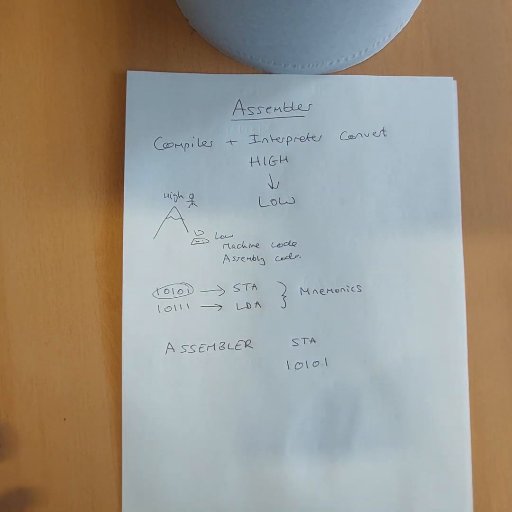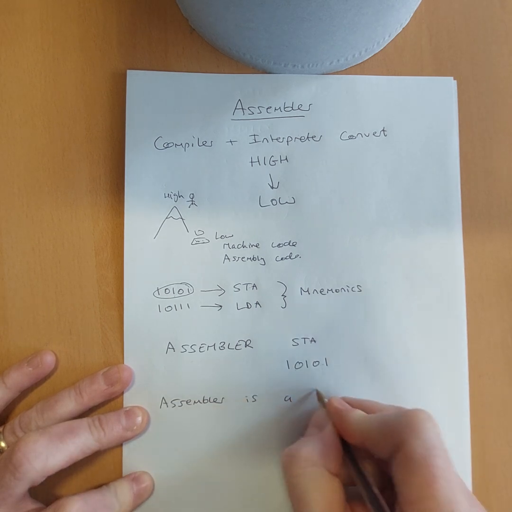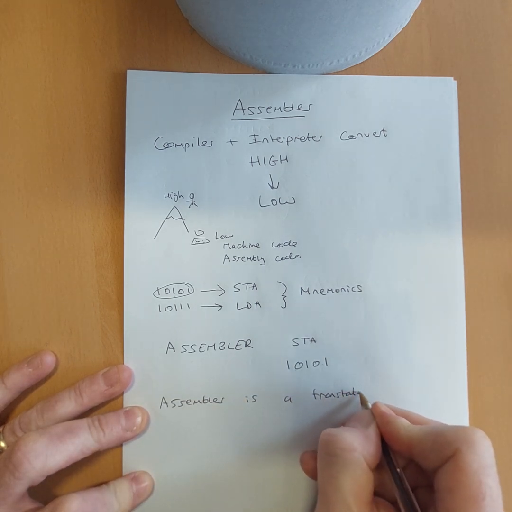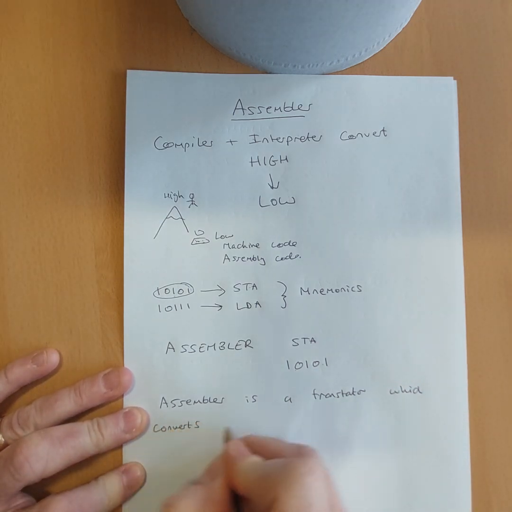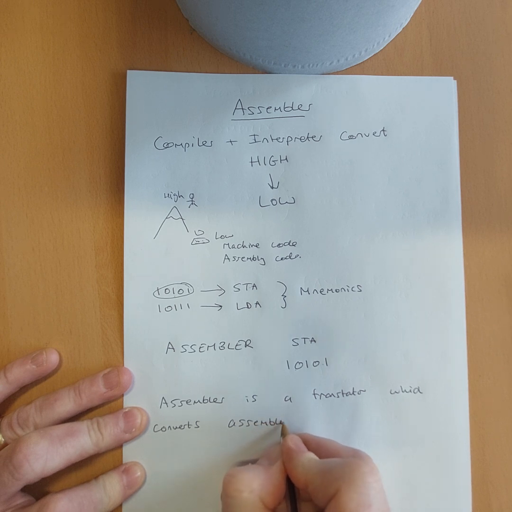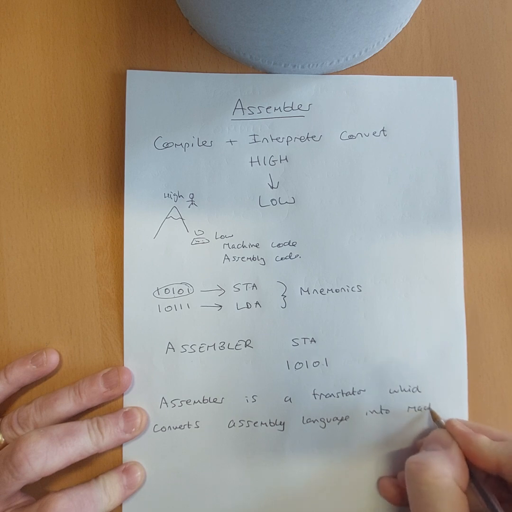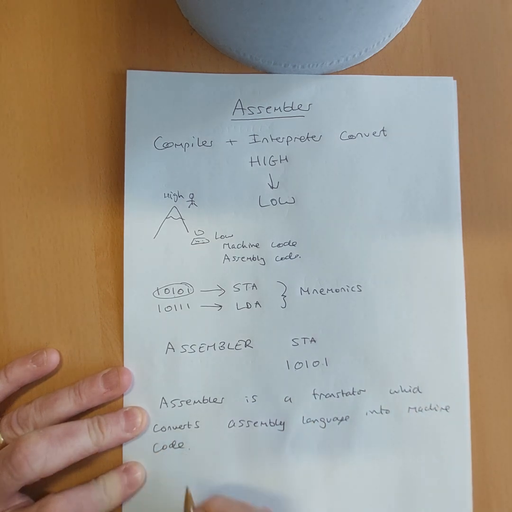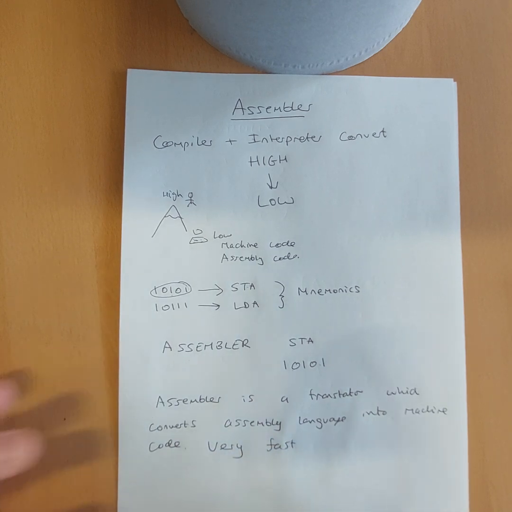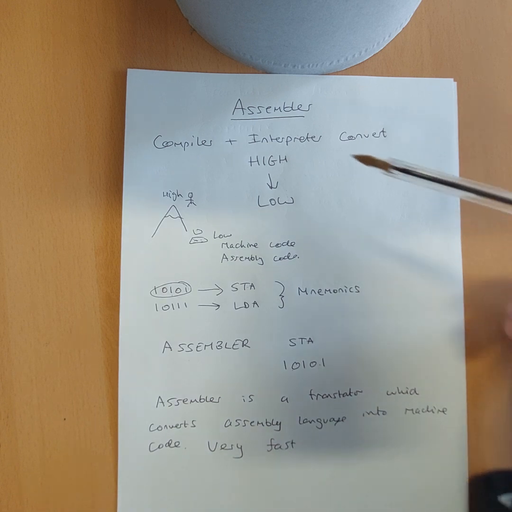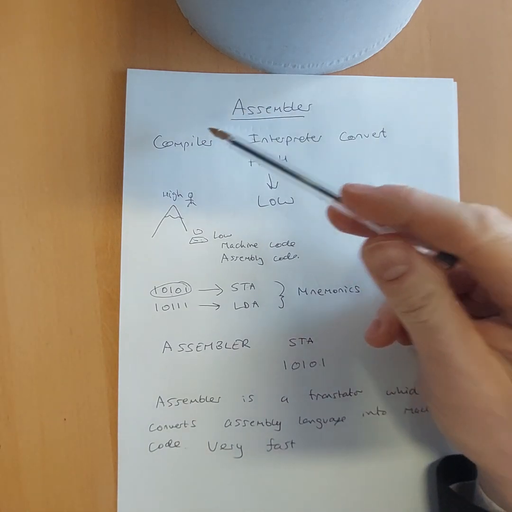So the assembler is just a translator which converts assembly language into machine code. And this process is very fast because it's much less complex than turning our Python statements into machine code where we were using the compiler and the interpreter.